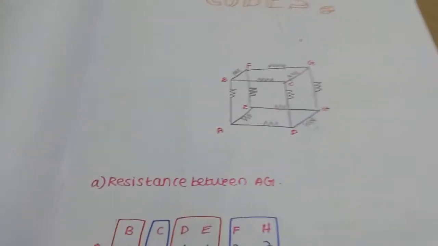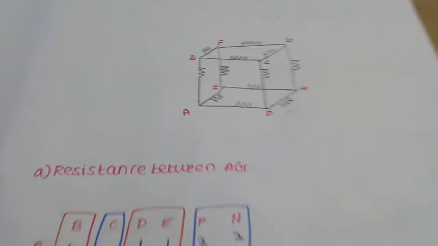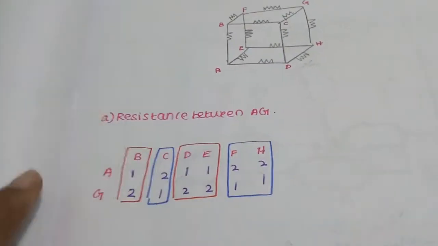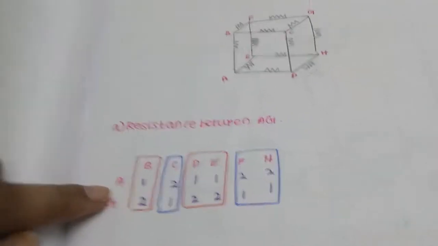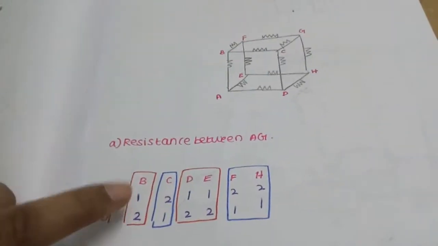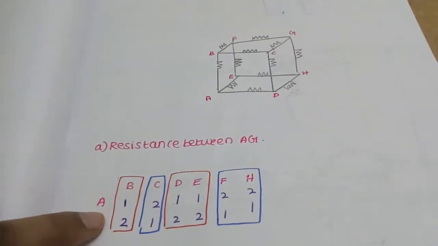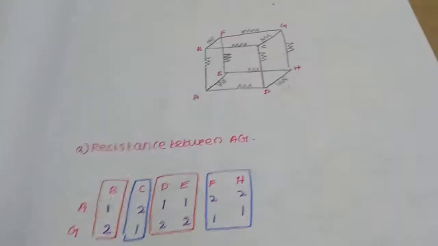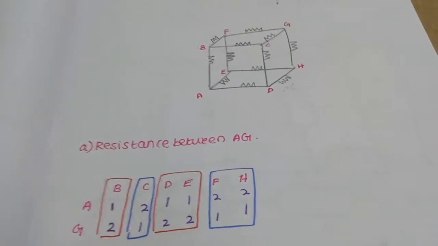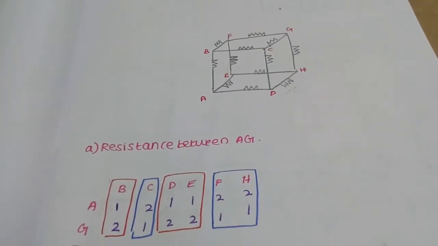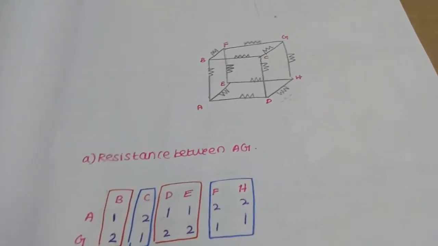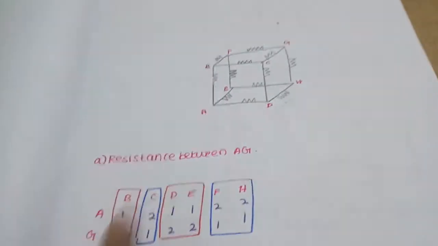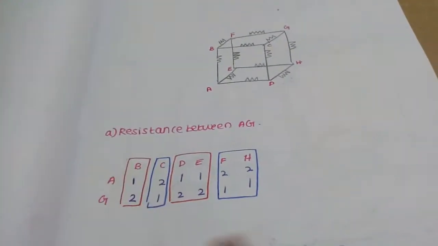If they ask the resistance between A and G, you should put A and G here, then all the numericals in the up. Then the second step is that you need to find how many resistances are between A and B. How many resistances are there? There is only one resistance there. So just put 1. Then you should see how many resistances are between G and B. You may see there are 2 resistances. In that way you should fill all these things.